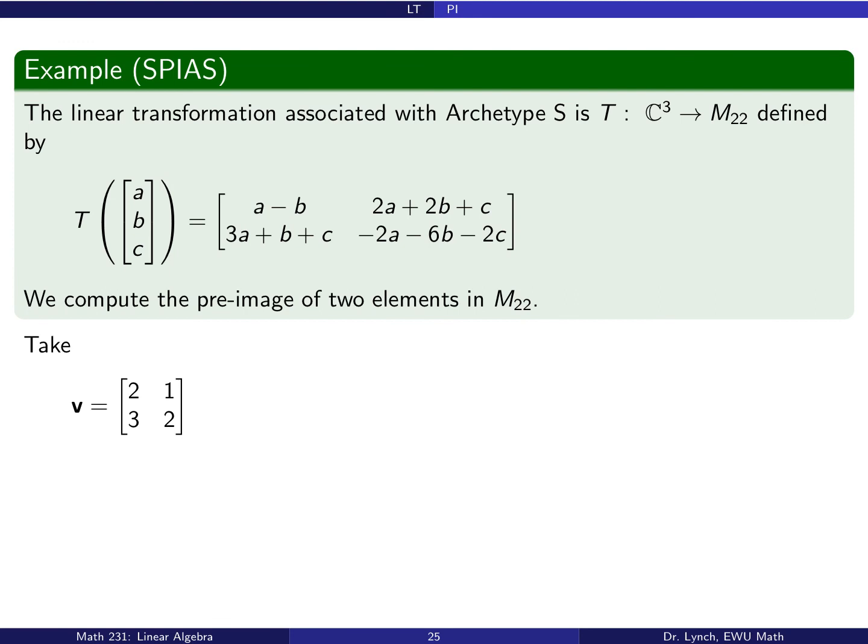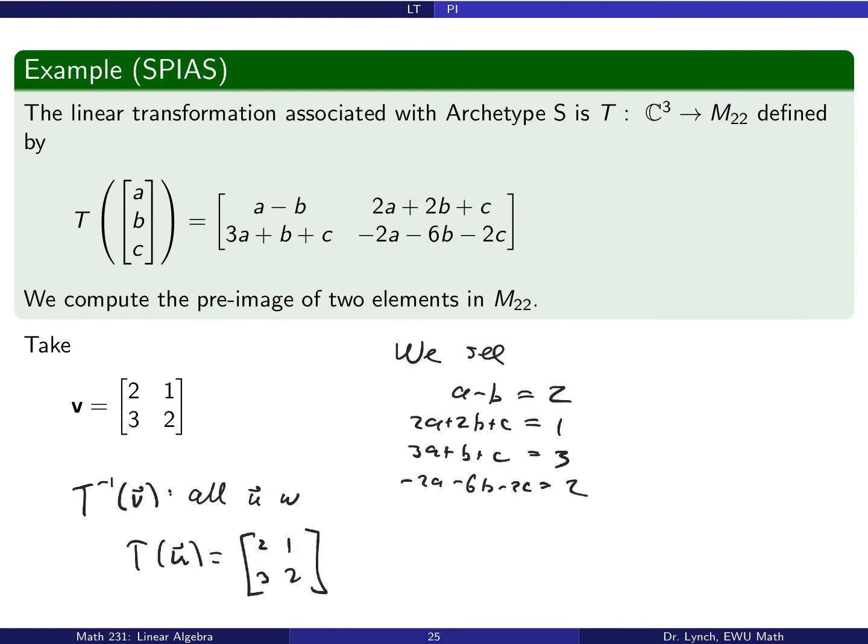Let's find the preimage of this element V in the vector space C3, right? So the preimage is a subset of C3. Okay, so we're looking for all U's such that T of U is equal to V.